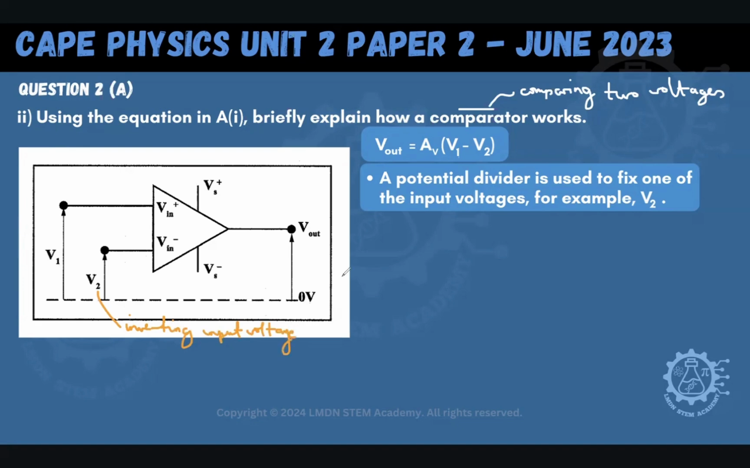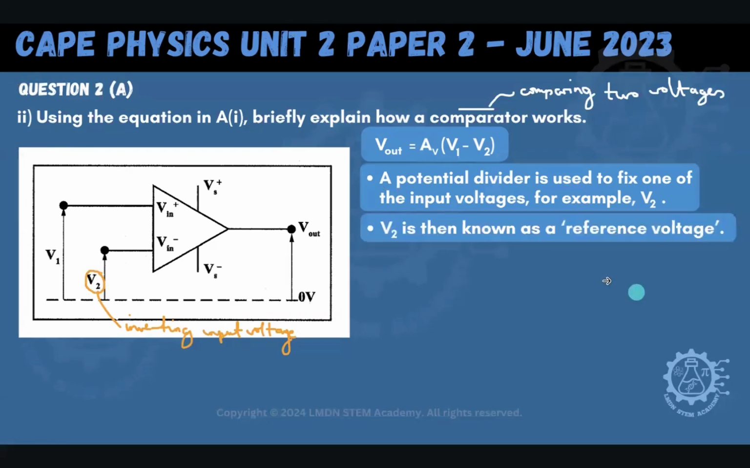We're going to use a potential divider to lock this one in. It can't change. It's set. And when we set it, we call it our reference voltage. We're always going to refer back to that one. So we're comparing what V1 is in relation to that reference value. That's our reference voltage, V2. We use a potential divider to set that one.